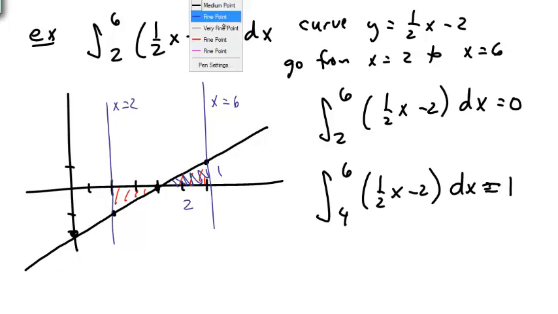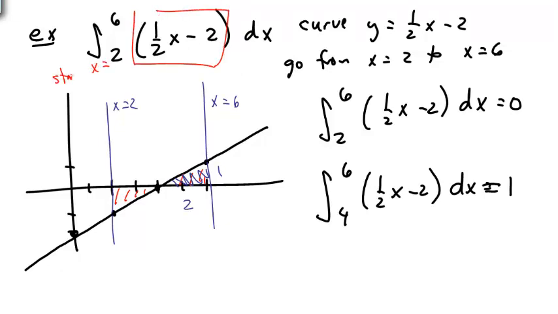This part tells you what your function is. This, you start at the bottom, x equals 2. You end at the top, x equals 6. Why are they x's? This thing tells you the x's. And this is as much of a decoration as that squiggle is.